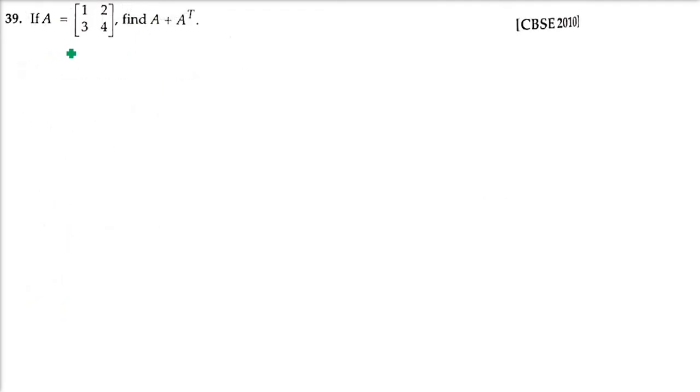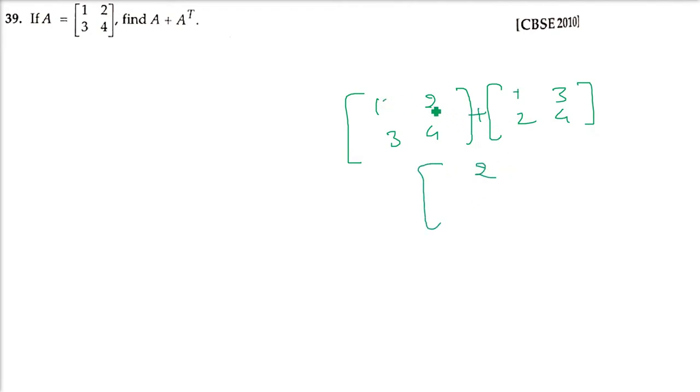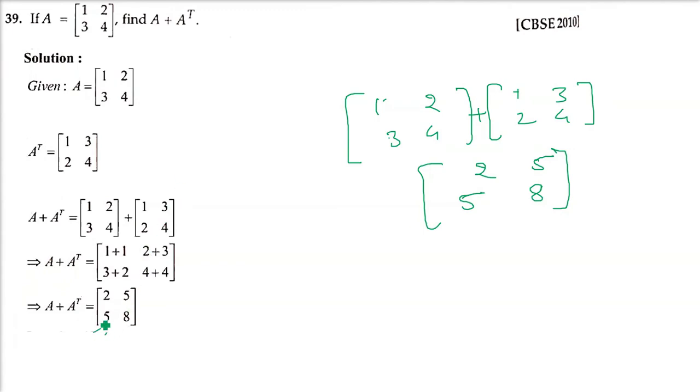A is this. A plus A transpose. So this is 1, 2, 3, 4. Now we'll make the rows as columns. 1, 2 will be the column, 3, 4 will again be the column. And then we just add them. 1 plus 1 is 2, 2 plus 3 is 5, 3 plus 2 is 5, 4 plus 4 is 8. Okay, so this is CBSE 2010, and this kind of question comes in 1 or 2 marks, not more than that.